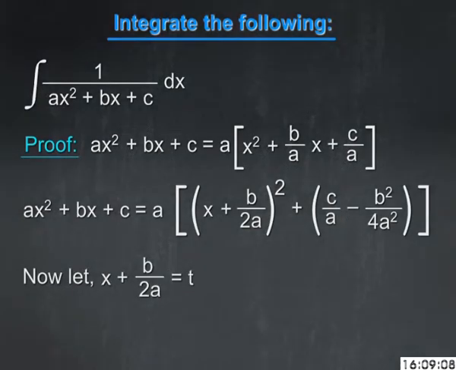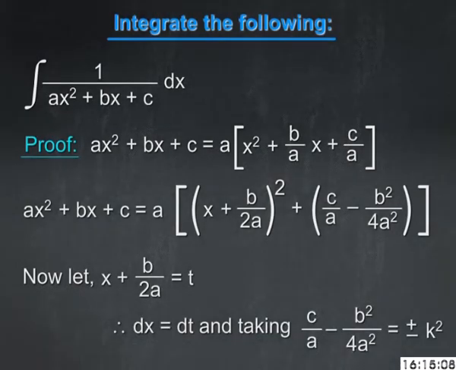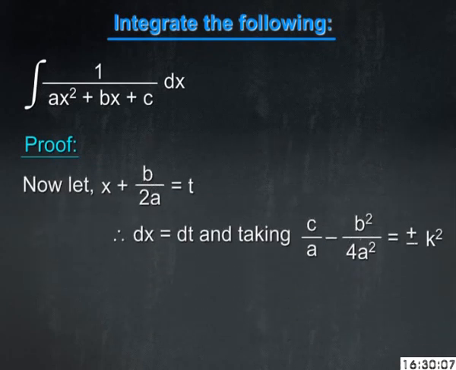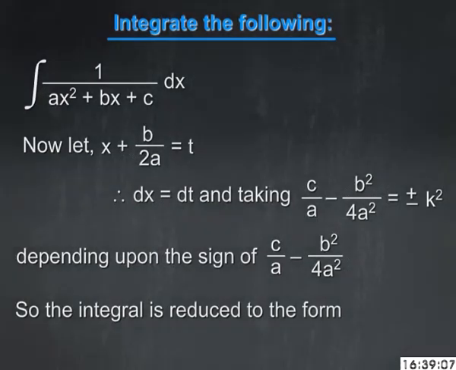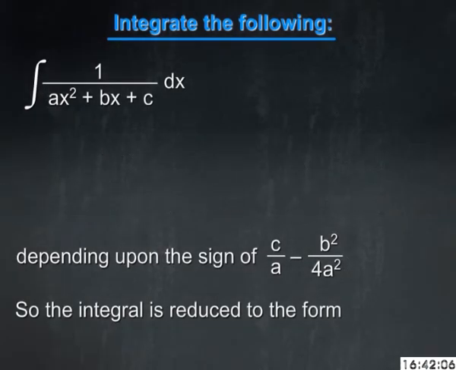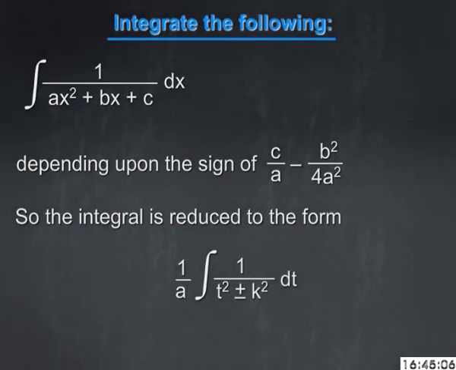Now let x plus b upon 2a be equal to t. Therefore, differentiating both sides with respect to x, we get derivative of x is equal to derivative of t, and taking c upon a minus b square upon 4a square equal to plus minus k square. Now depending upon the sign of c upon a minus b square upon 4a square, the integral is reduced to the form 1 upon a into integral of 1 upon t square plus minus k square with respect to t. That can be further solved.